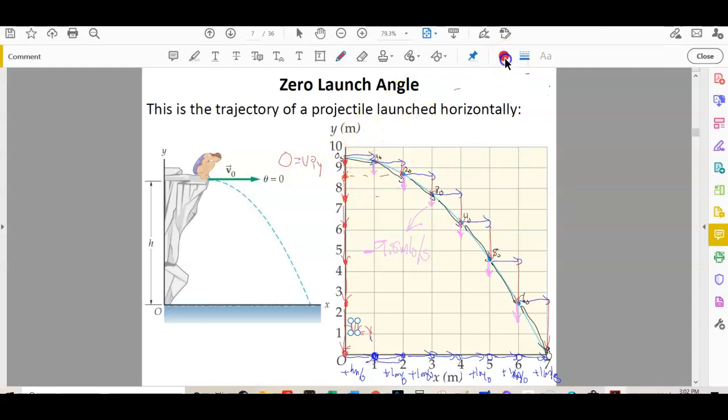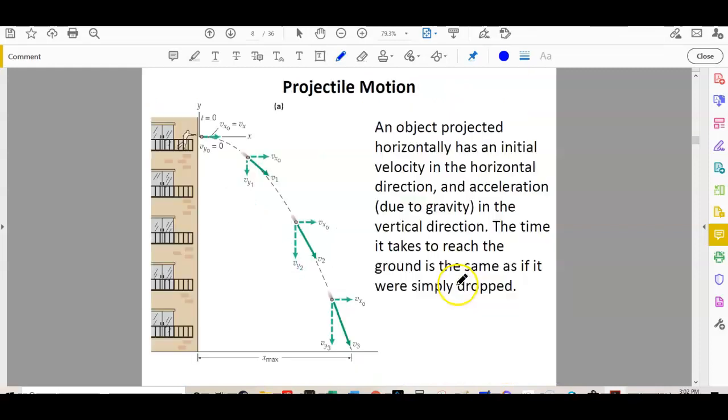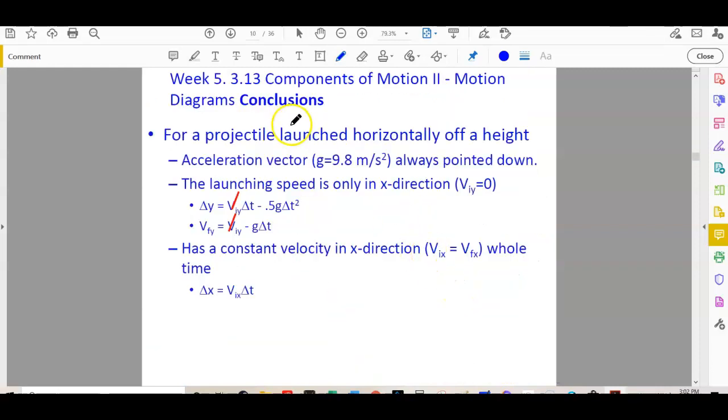And its v initial x, in this case, is equal to its v final x, which is equal to positive 1 meter per second. And I got that because it's traveling 1 meter from 0 to 1 second, and it's doing that every time. Okay? So there's some really cool assumptions that we could make.